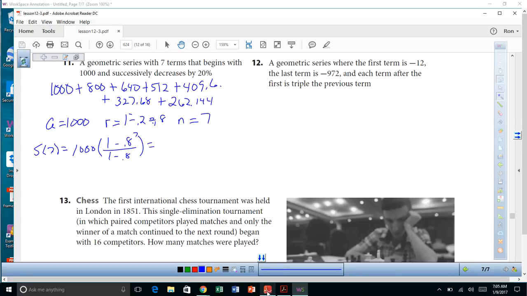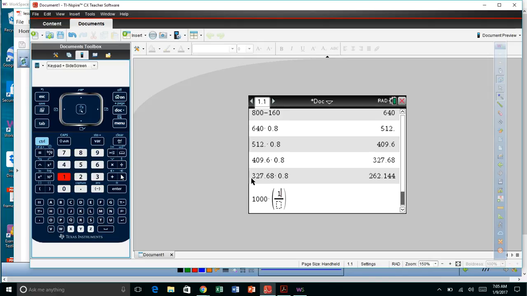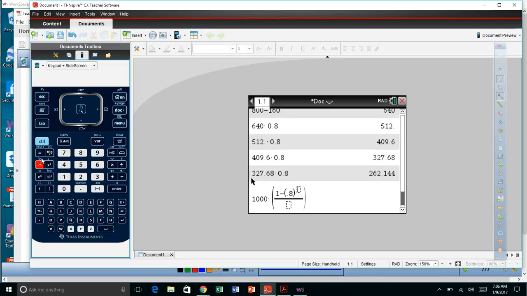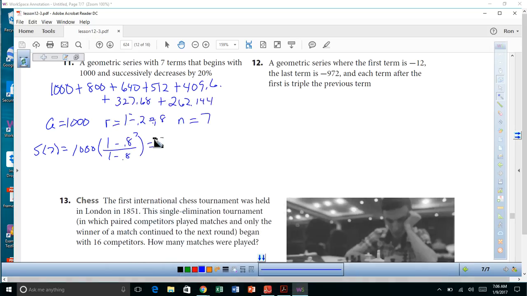So let's add that up. Let's see here. 1,000 times, open parentheses, control divide, 1 minus 0.8 caret, and that was 7 over 1 minus 0.8. I get 3,951.424. All right.